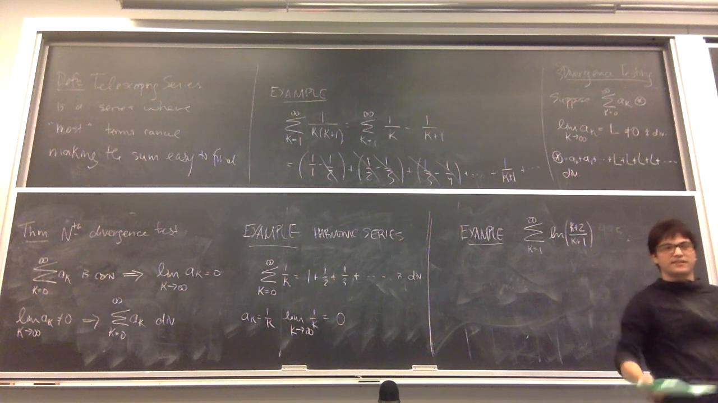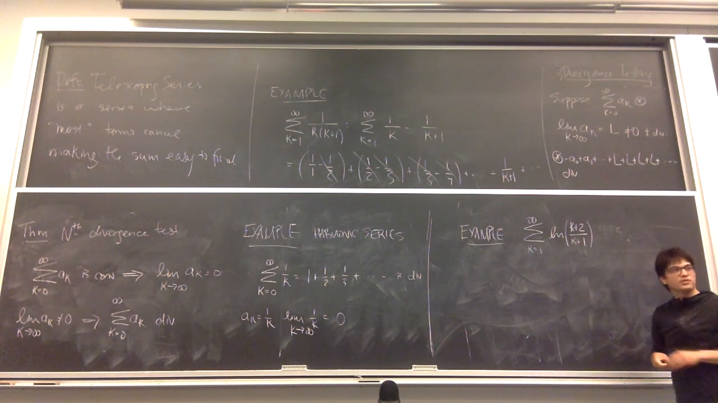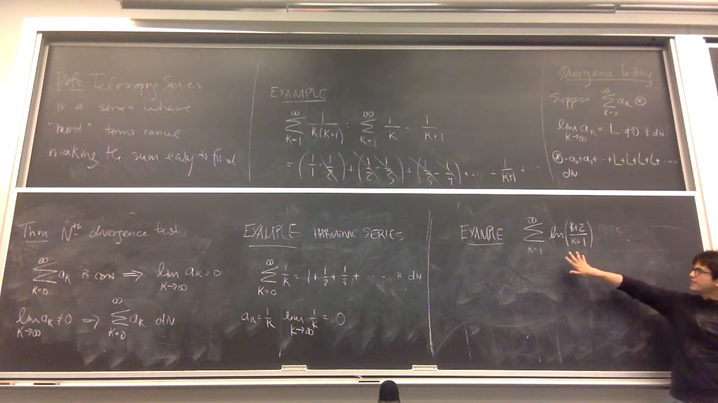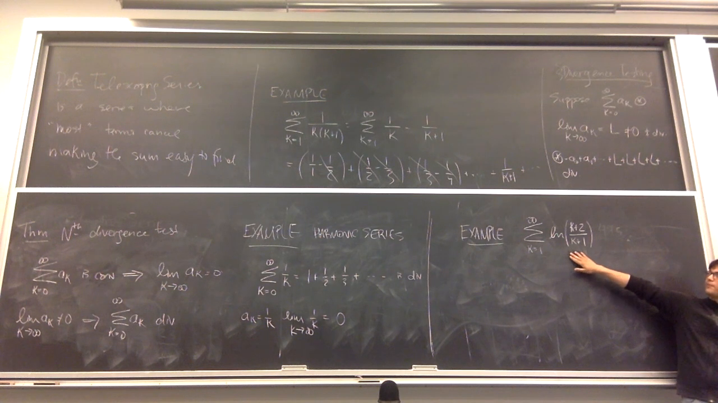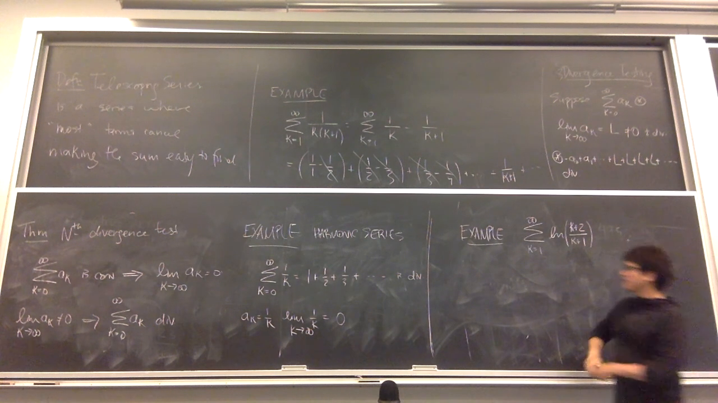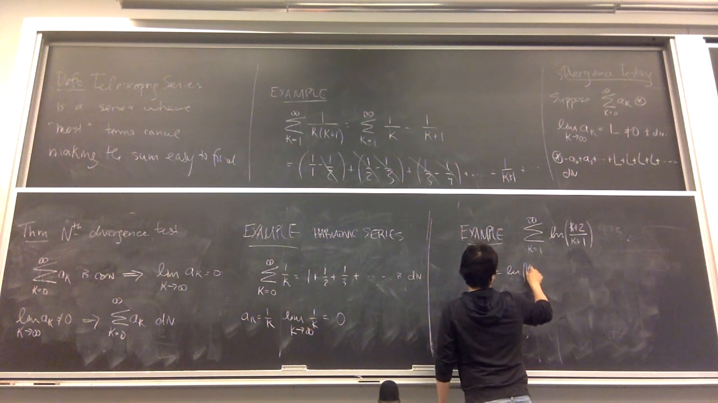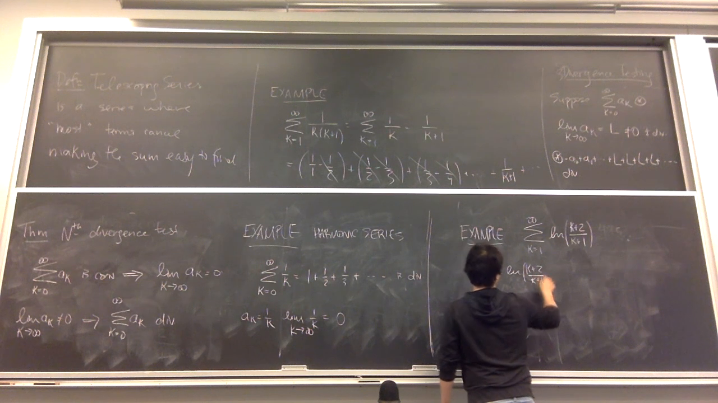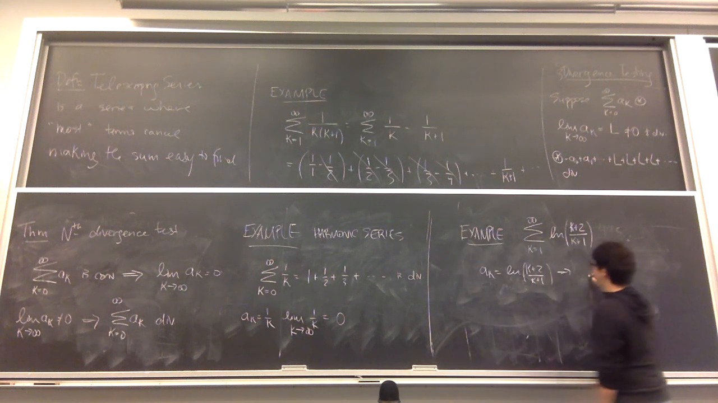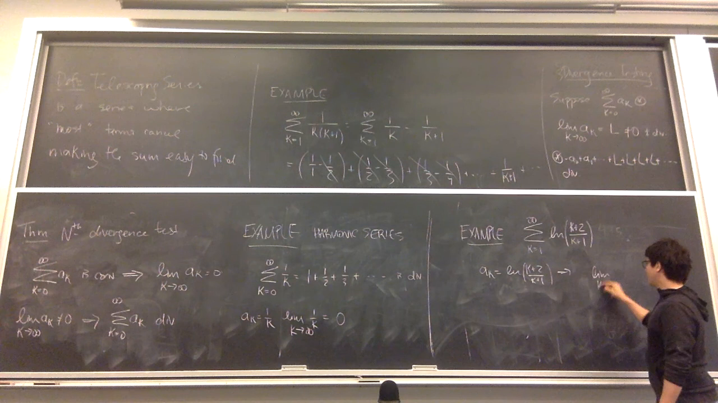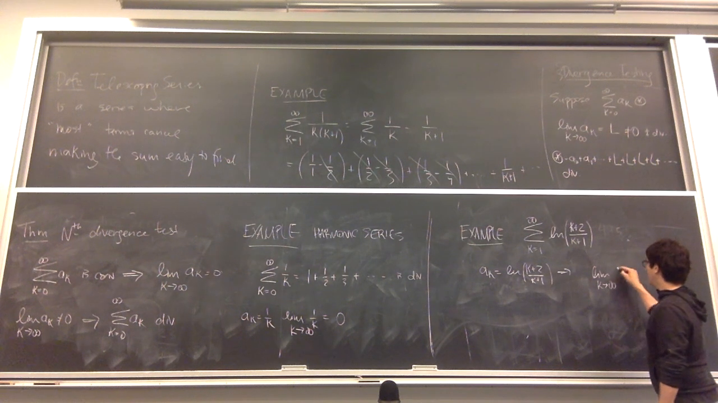Hints. This is a telescoping series. Try to work it out. So what's the limit as k goes to infinity of this? ln of 1, which is 0. So we have here that a_k is equal to ln of (k+2)/(k+1), which implies that the limit as k goes to infinity of a_k is 0.